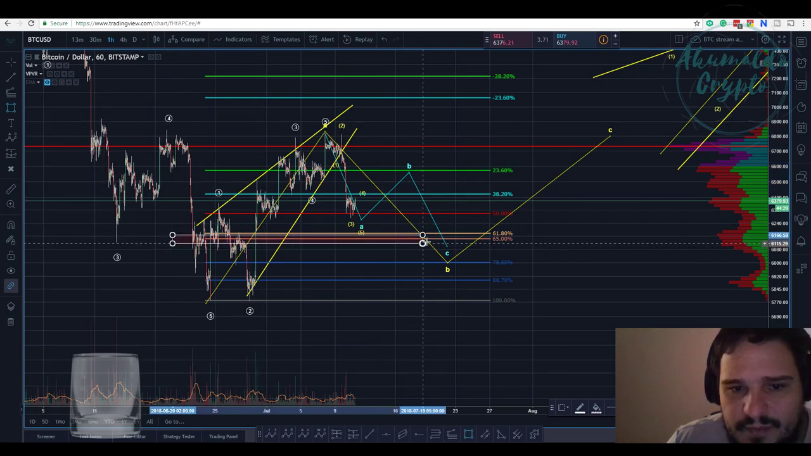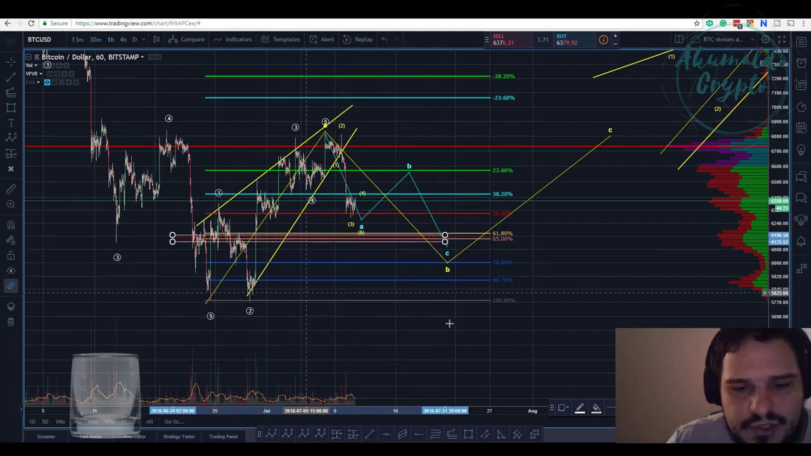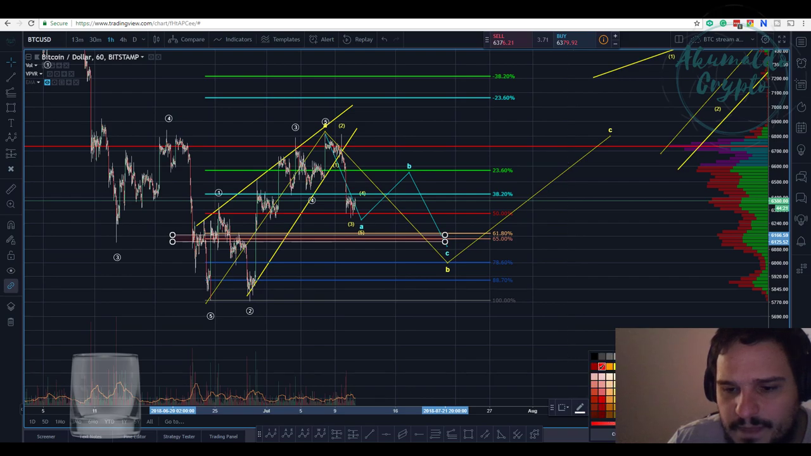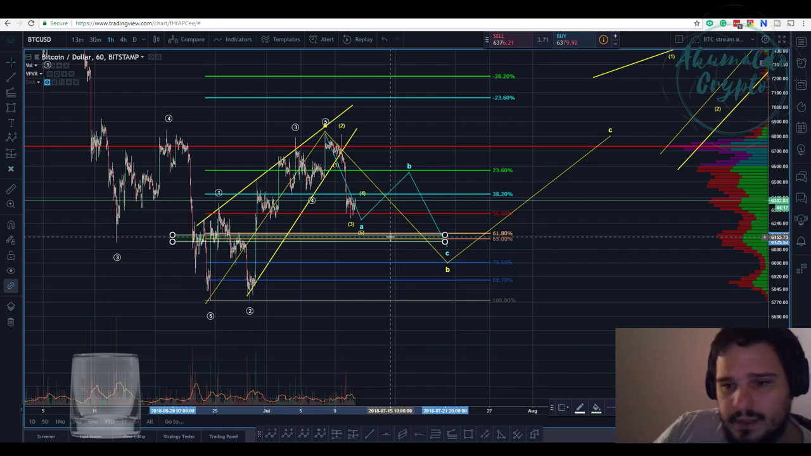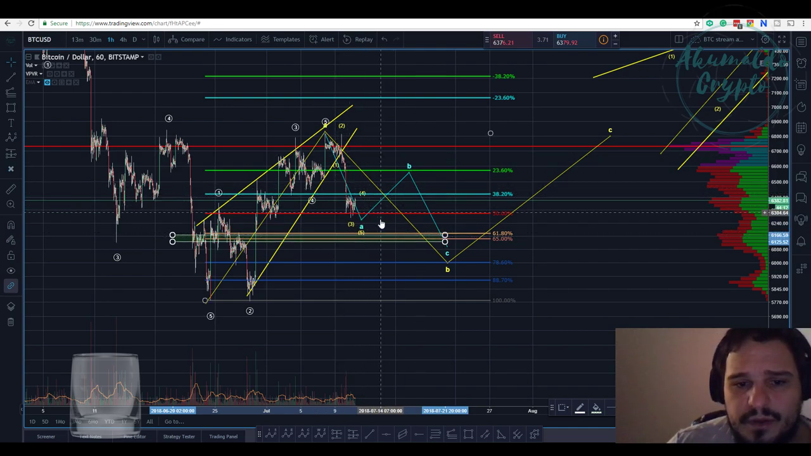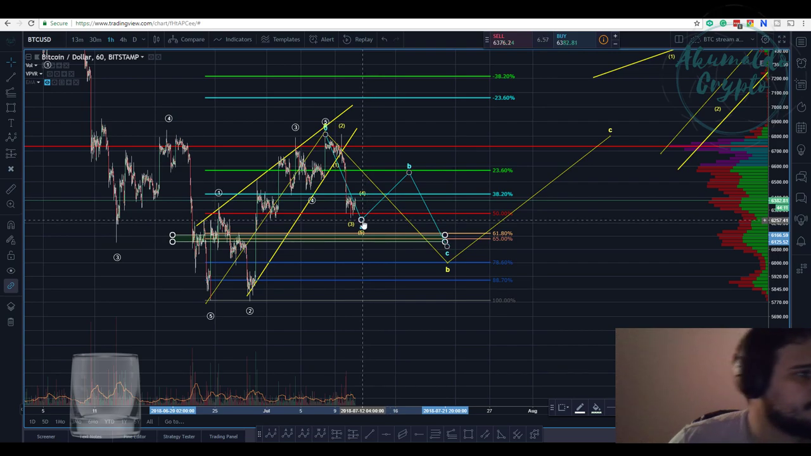Of course, I am not predicting it, I'm forecasting it, okay? This is gonna act as a strong support, okay? If we break down here, damn, we're gonna need to recount this whole structure here, huh?